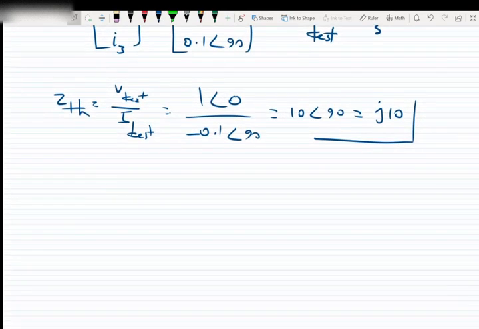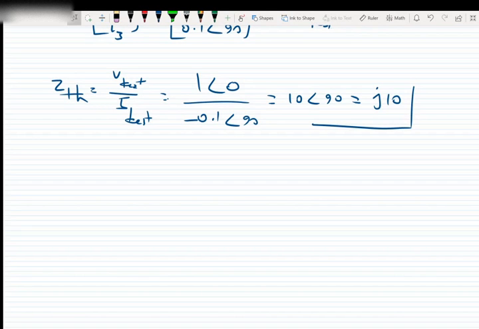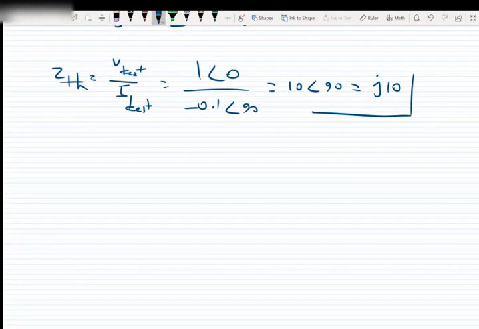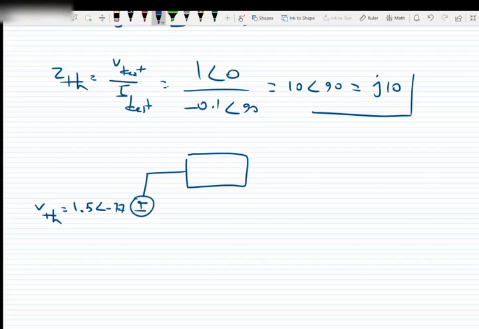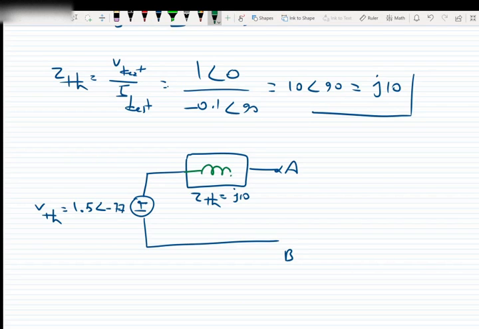So we can simply draw the circuit. We will have V Thevenin equal to 1.5 with the angle of negative 77, and Z Thevenin, which is J10, and that's it. So this one is the circuit, and we should know that the Z Thevenin, because it's J10, consists of a single inductor with a value of J10.